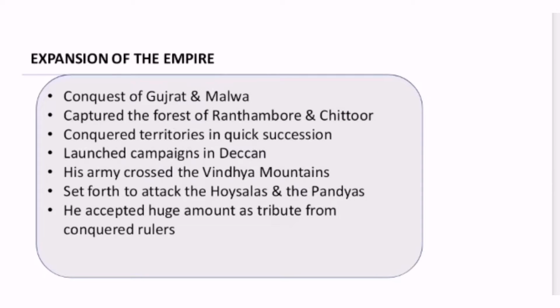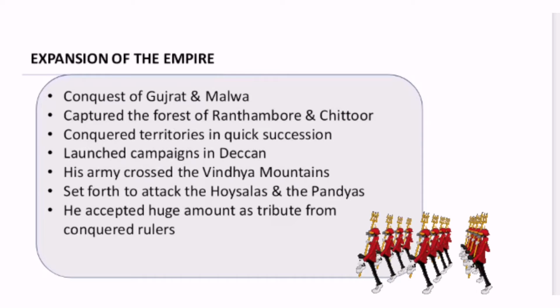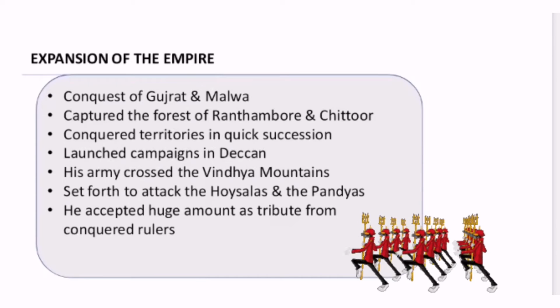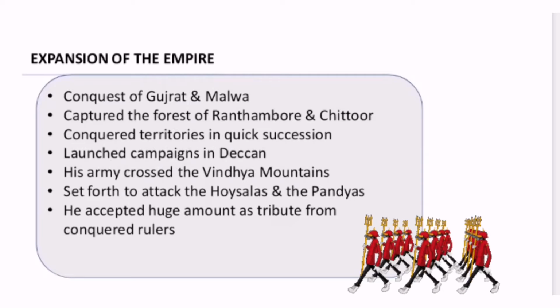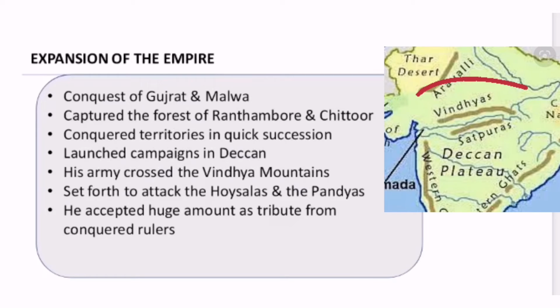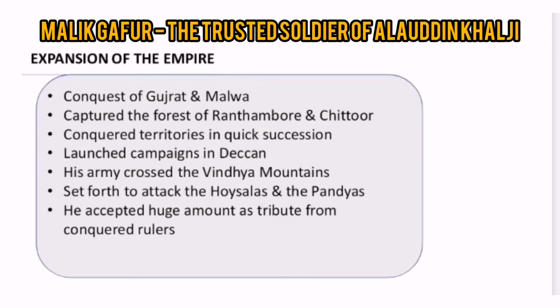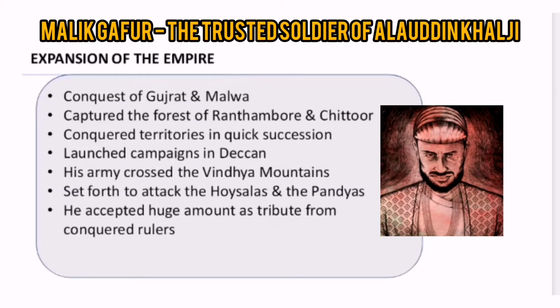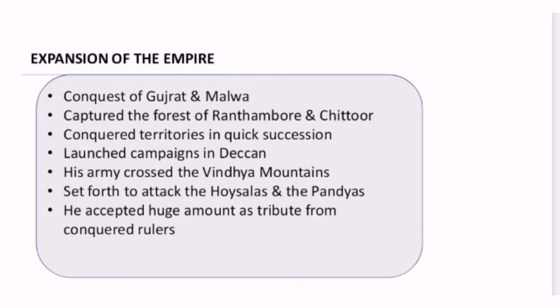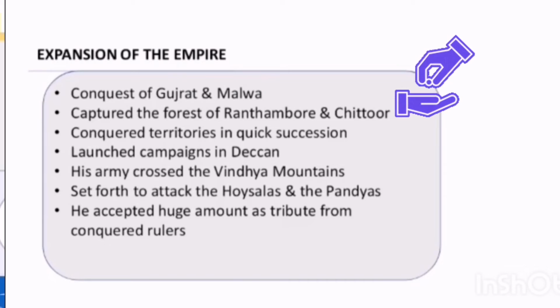After gaining power in the north, Alauddin started to march towards South India. He was the first sultan whose army crossed the Vindhya mountains. A key figure in Khalji's South Indian expedition was Malik Gafur. Malik Gafur was a slave captured by one of Alauddin's generals during the Gujarat conquest, and soon he rose as a general in Alauddin's army. He was very brilliant and capable. So, Alauddin gave the responsibility of the South Indian invasion to Malik Gafur.